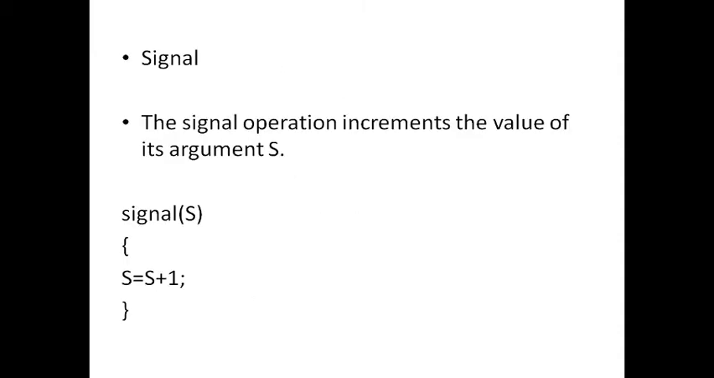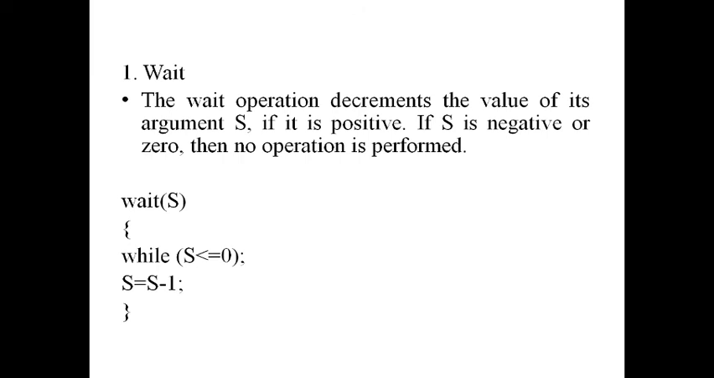Now we will go to the main code, the critical section code. Here the wait operation is there, the critical section is there, the signal operation is there, and the remaining part of the code is also there. Remainder section means the remaining part of the code. Here the wait section means the wait operation is performed. This is the code of wait.